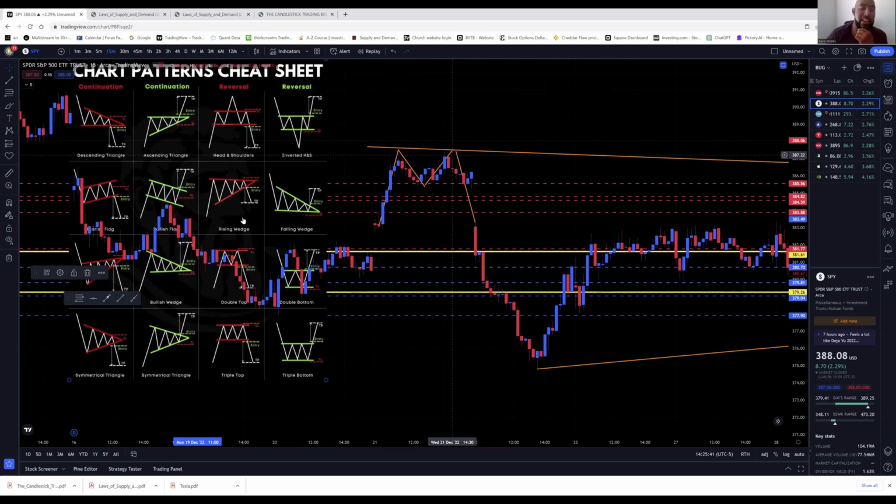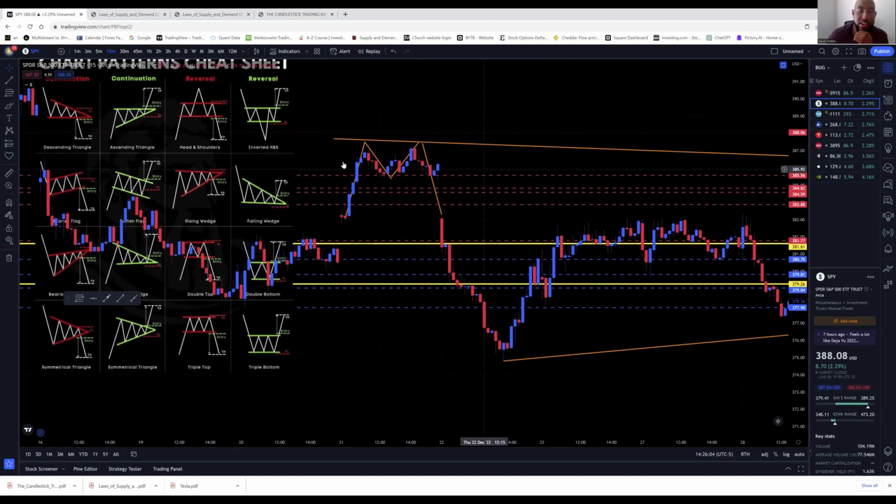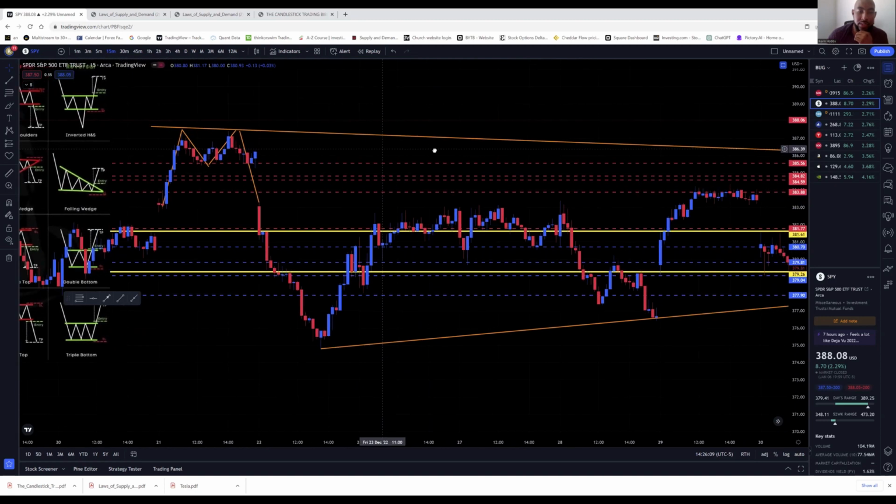Yeah, I would. Anytime I see a reversal pattern, like head and shoulders, inverted head and shoulders, rising or falling wedge, double top, double bottom, triple top, triple bottom, any one of those, I would swing. So swing trading is basically taking a longer trade with longer expiration. This will be a good one for a swing trade because it's a reversal pattern.